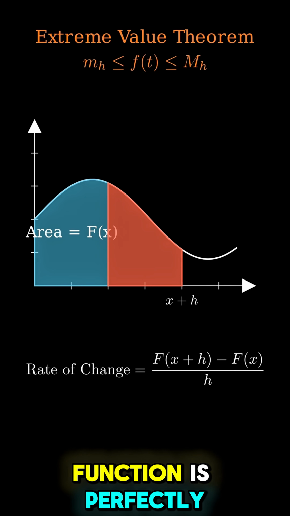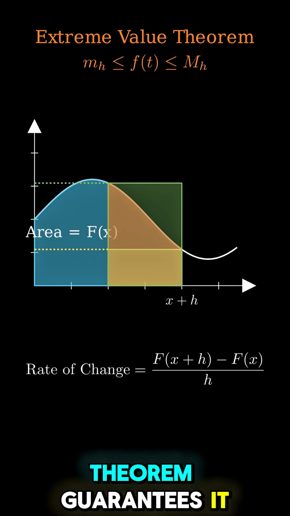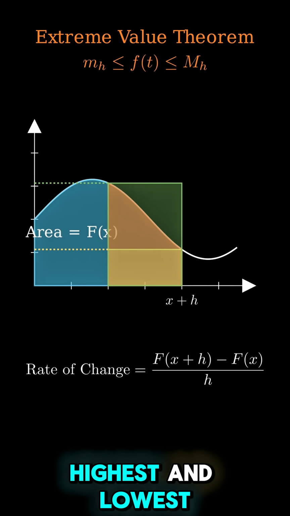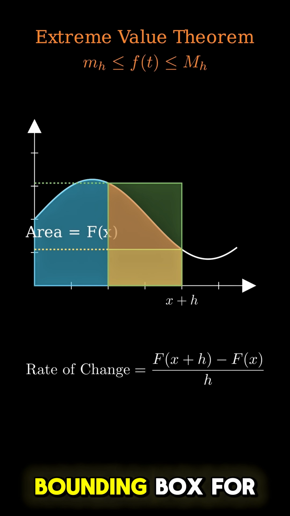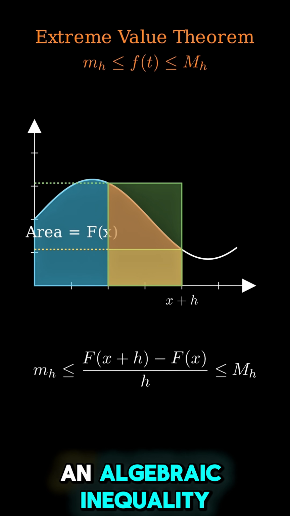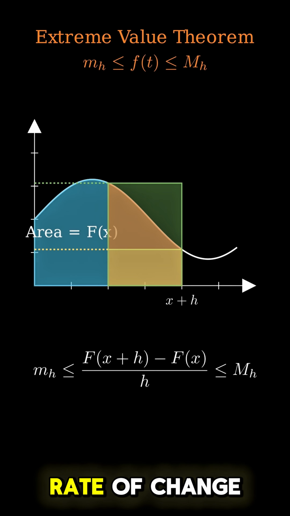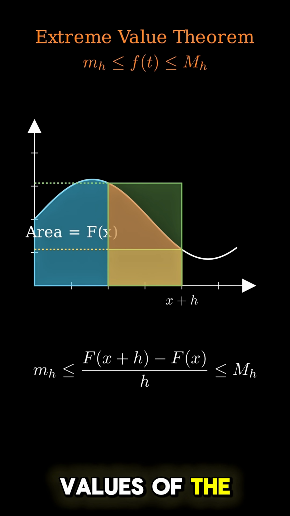But because the function is perfectly continuous, the extreme value theorem guarantees it must hit a specific highest and lowest point. These points define a strict maximum and minimum bounding box for the area. We translate this visual box into an algebraic inequality, physically trapping our rate of change fraction tightly between the minimum and maximum height values of the curve.